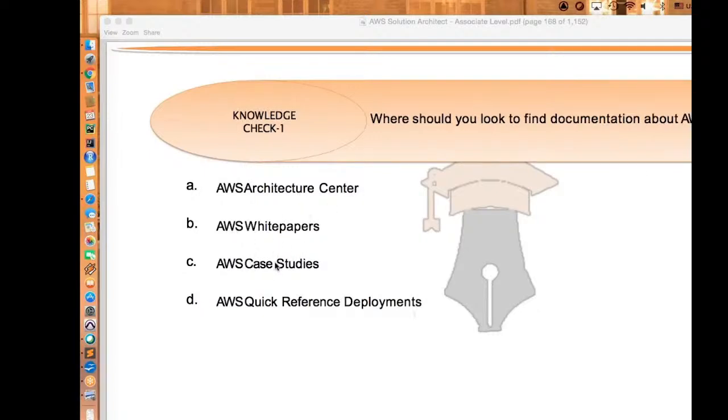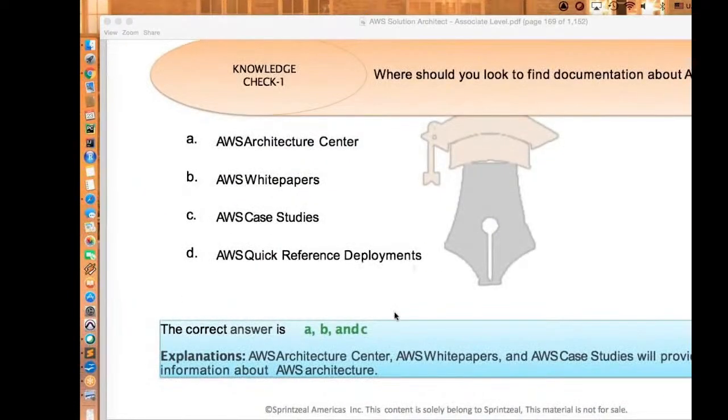even white papers, and also case studies, which I showed you, like Netflix and all those images, right? Yeah, I saw Netflix, but I didn't know that you can use case studies for information. Okay. So quick reference documents, okay, we'll see that. One second. Okay, it's architecture center, white papers, and case studies: A, B, C.